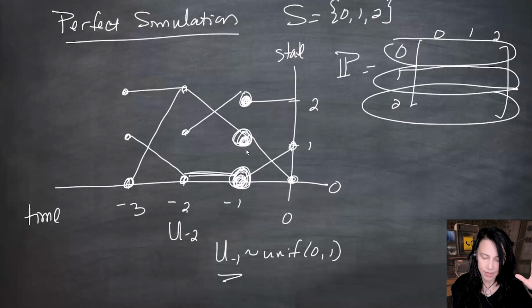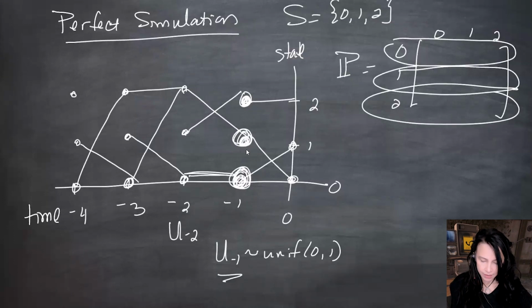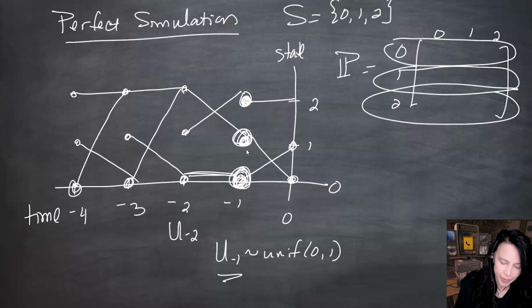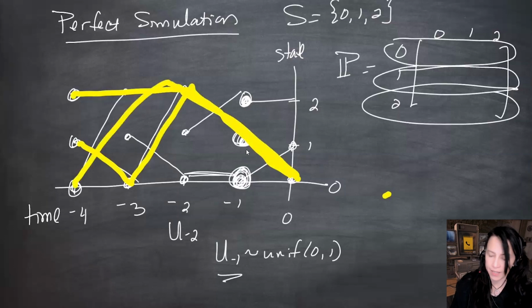And something has not happened. I got to go back another step. Okay, so maybe from here I go to here, and here I go to here, and here, oh, come on. I go to here. Okay, so now going forward from these points, I believe I have done this. Every path forward to time 0 ends at the same place. This is what you're looking for. You go back until this happens. This is known as a backward coupling time.